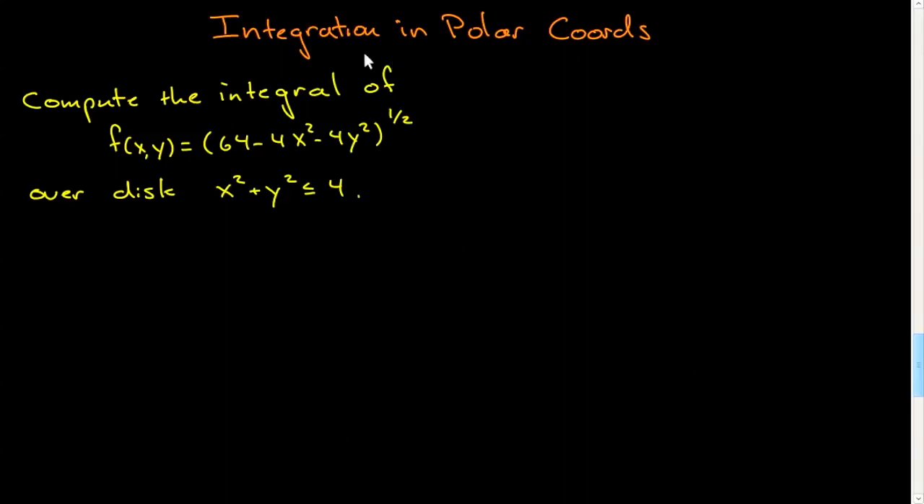In this second screencast on integration in polar coordinates, I'm actually going to do some integration. So here's a typical kind of problem you could be asked. Compute the integral of the following function over the disk x squared plus y squared is less than or equal to 4.